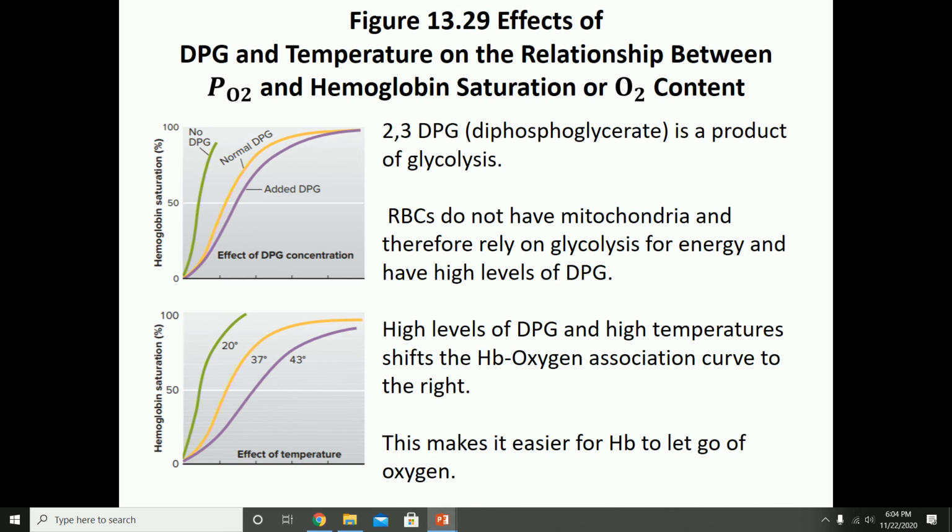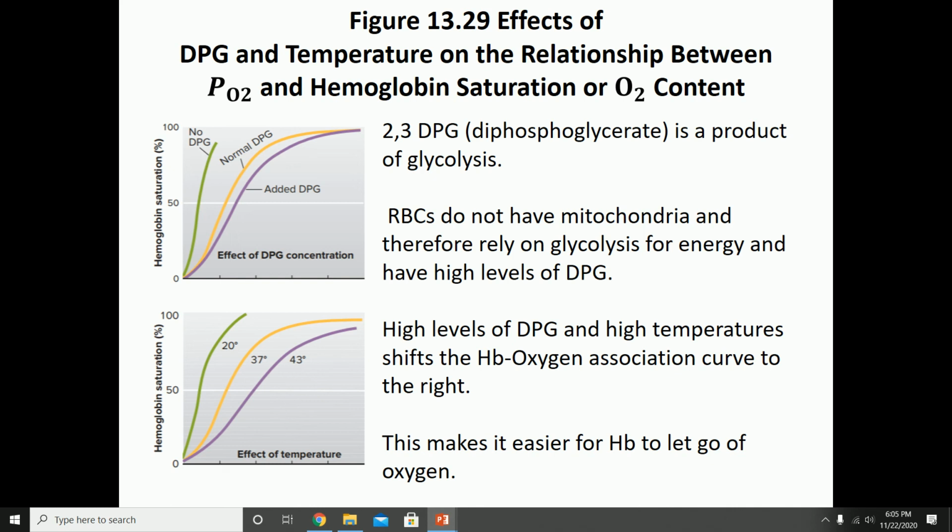Now here are the effects of different things. Okay, so the RBCs have a product known as 2,3-DPG. That stands for 2,3-diphosphoglycerate. Again, it is a product of glycolysis. Remember, RBCs do not have mitochondria, so the only way they can break down glucose is through glycolysis, and they end up making this product, 2,3-DPG. So RBCs normally have high levels of DPG. Now, these high levels of DPG and high temperature levels are going to shift that dissociation curve to the right, making it easier for the hemoglobin molecule to let go of the oxygen.